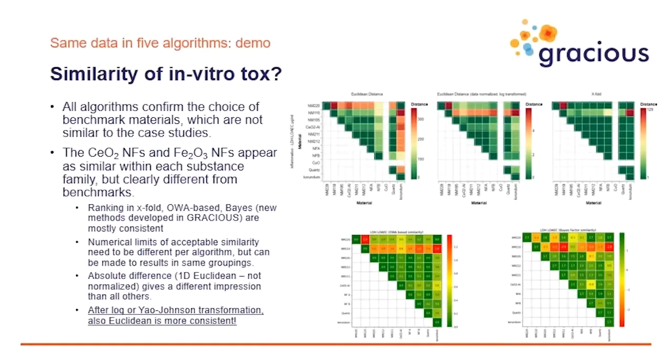All algorithms now confirm the choice of benchmark materials which are not similar to the case studies. For example, look again at the second row where zinc oxide NM110 is almost everywhere shown in red. Rankings in most algorithms are consistent, while the numerical threshold of acceptable similarity needs to be different per algorithm, but can be made to result in the same groupings. And this figure also illustrates the importance of data transformation toward normal distribution when using Euclidean distance, using either log transform, Box-Cox, or Yeo-Johnson.